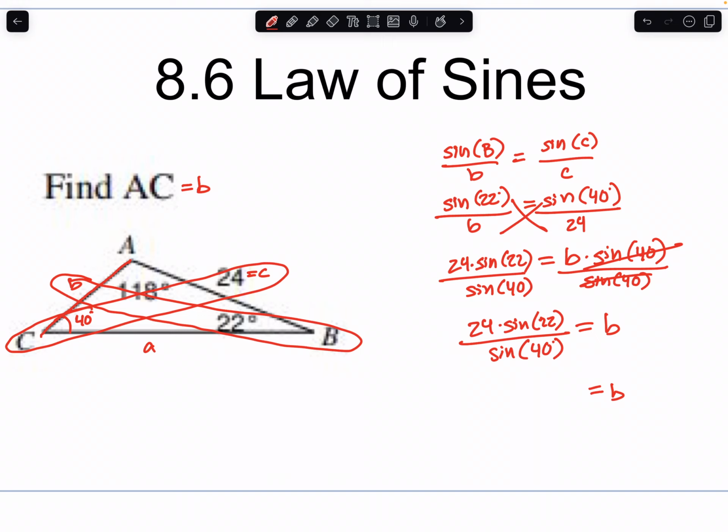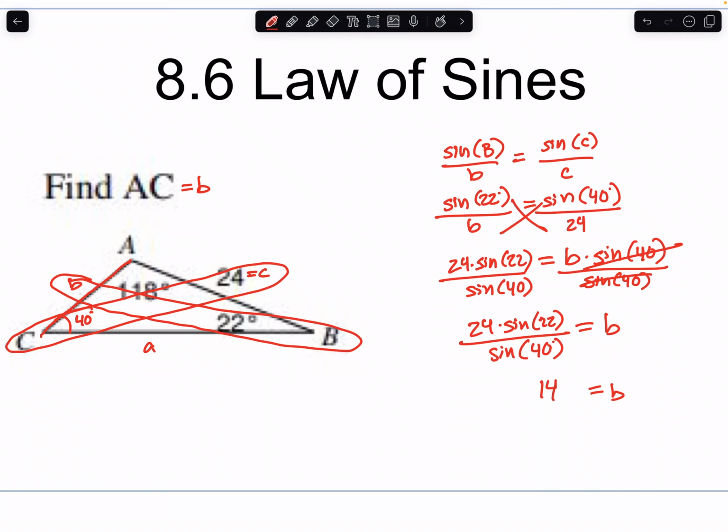So we have 24 times the sine of 22 divided by the sine of 40. And that gives us about 13.98, which we can round to 14.